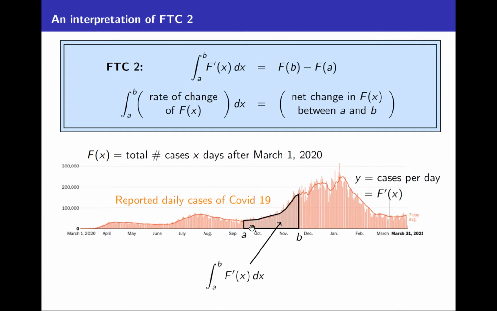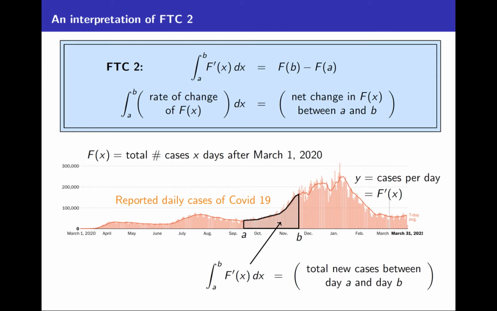So if you add up all of these rectangles, the areas, you get the total number of cases reported between day A and day B. You get the total new cases between day A and day B. In other words, the net change in big F between day A and day B. When you think of it like that, in terms of rectangles and their areas, suddenly the fundamental theorem of calculus may seem very obvious, that this equals that. And it is kind of obvious.